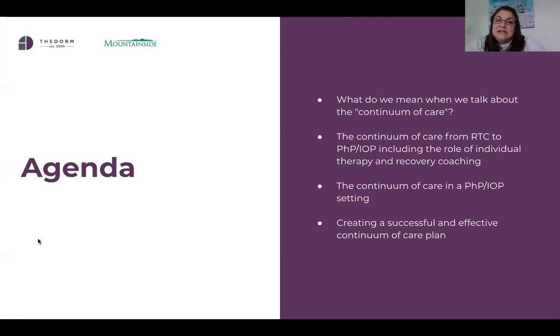Today we're going to talk about the continuum of care. I think this is a topic that I truly enjoy and am passionate about educating people on. It's one that's not talked about a lot because there's not a lot of data or scientific evidence necessarily standardized within the industry. So we're going to cover: what do we mean when we talk about the continuum of care? What the continuum of care from a residential program level to a PHP or IOP looks like, including individual therapy and recovery coaching, the continuum of care in a PHP and IOP setting, and then also mapping a successful and effective continuum of care plan.